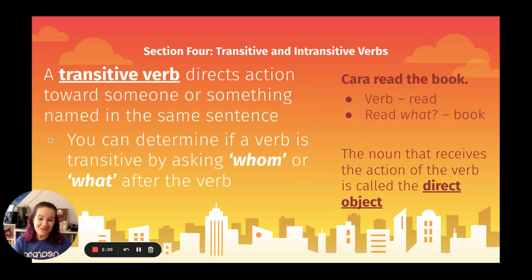It is an object because it is a noun, and it is a direct object because it is directly receiving the action. So Kara is reading. What is receiving that action directly is the book. If the sentence was Kara read a magazine, it's still the same process. Kara read what? What's receiving that action now? The magazine is receiving that action.